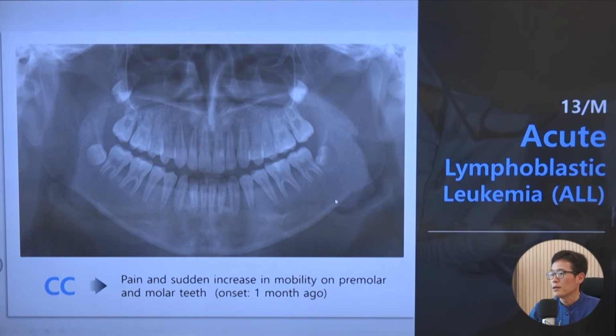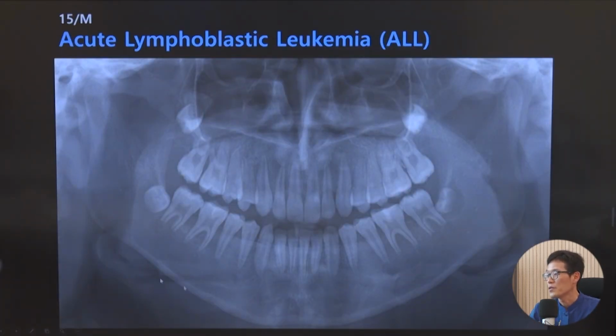Another patient, a 13-year-old male, presenting with pain and sudden increase in mobility on premolar and molar teeth. The onset was 1 month ago. What do you see on this panoramic radiograph? Yeah, we can see generalized loss of lamina dura, especially on premolar and molar regions, and disruption of follicular cortex, bony crypts of third molars.